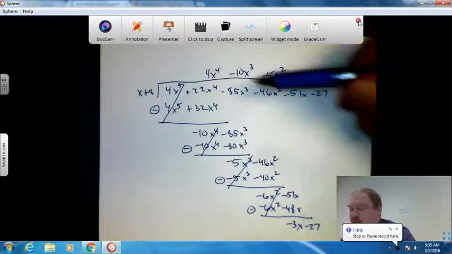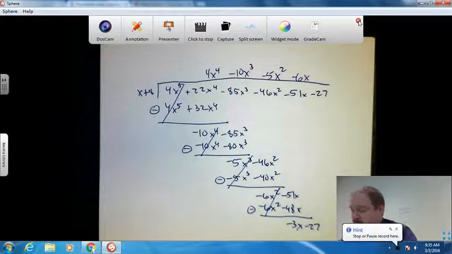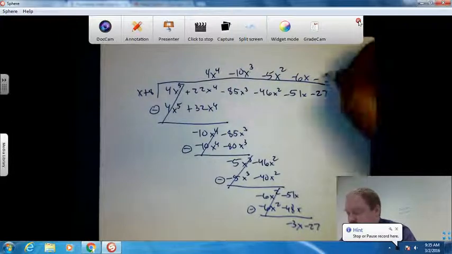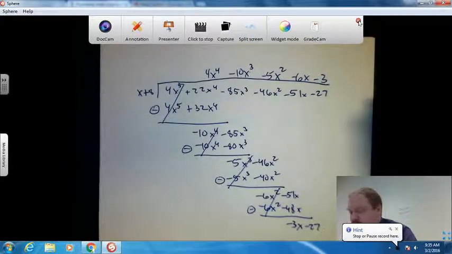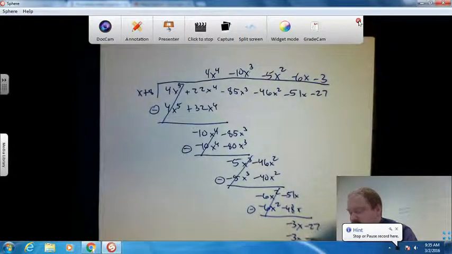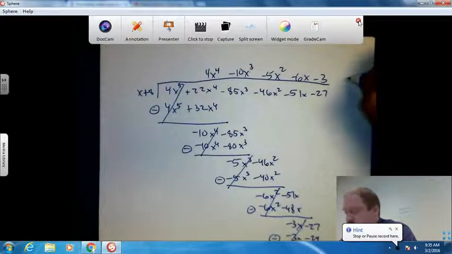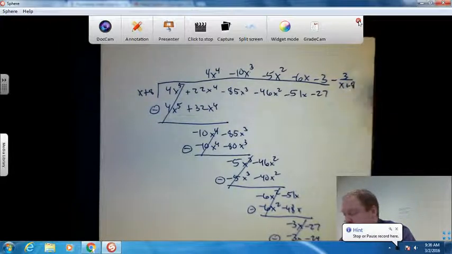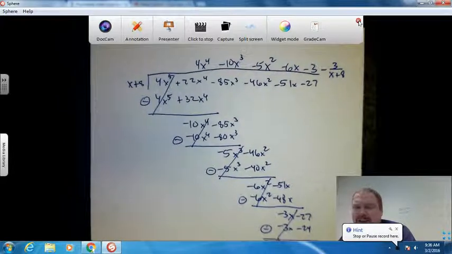I need 1x. I have 1x. I don't need any more. Negative 3 divided by 1 is negative 3. So negative 3 times x is negative 3x. Negative 3 times 8 is negative 24. These cancel. Negative 27 minus negative 24 is negative 3. So I have a remainder of negative 3 over x plus 8. Now that's what we've been doing in class.